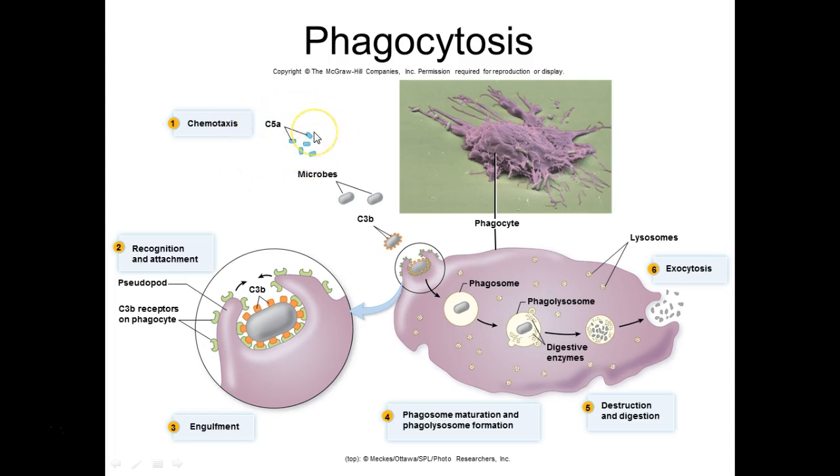C5a, that we're going to talk about when we get to cell communication in the complement system. The C here stands for complement. Another thing from that same system, hence the C, is a molecule that our body produces that actually binds to the surface of bacteria.